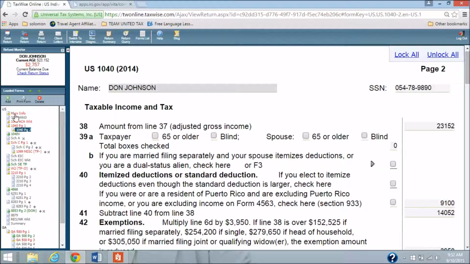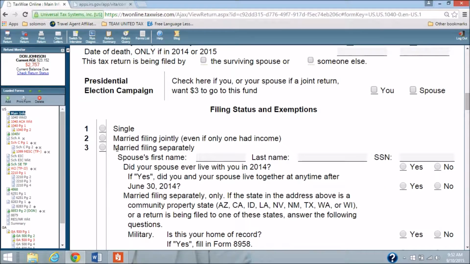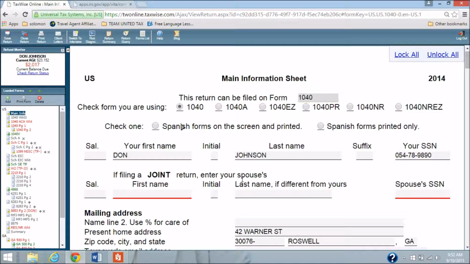Let's go back to our main information sheet and let's do married filing jointly. Okay, that's selected. I'm hitting tab. Now I'm going to go back to the 1040, page 2. So the amount for married filing jointly is $12,400. And while we're at it, let's just go ahead and run back here, main information sheet.